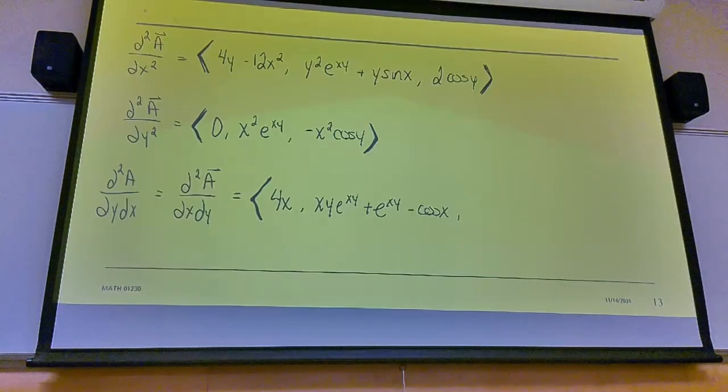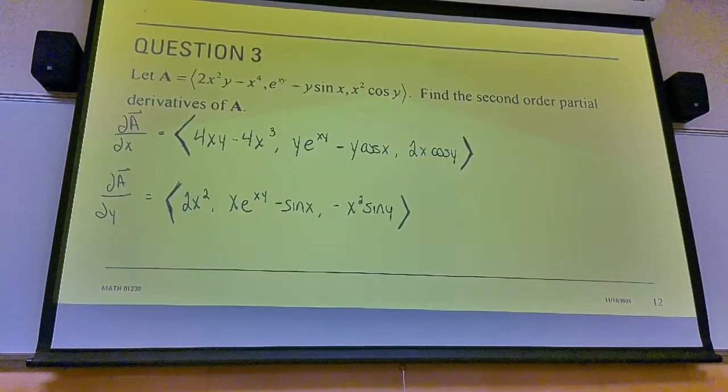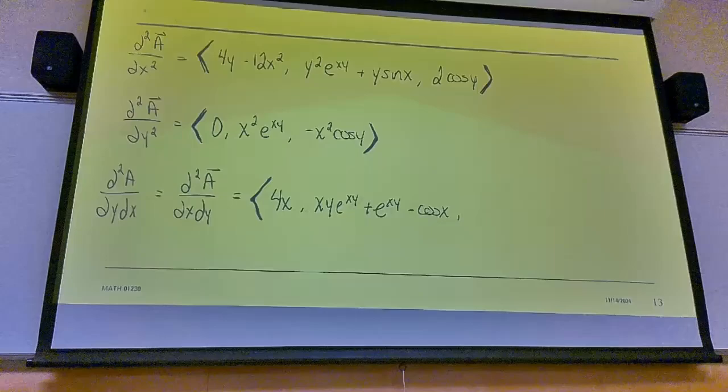Make sure you pay attention to that, right? It's a very common mistake with partials. Forget to do product rule, quotient rule. And what's the final component? Minus 2x sine y. And there are all the second order partials for A.